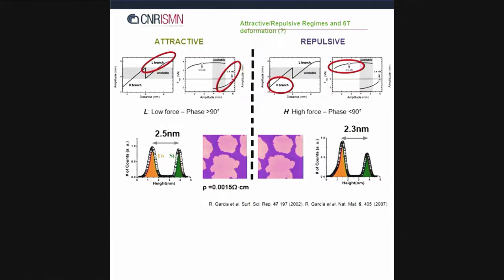And with respect to the previous samples, in this case, we have the expected compression of the island, which is roughly 2 angstrom, which is close to the 1 angstrom expected in theoretical calculation. So there is something that was different between these samples and the sample used by Ricardo.